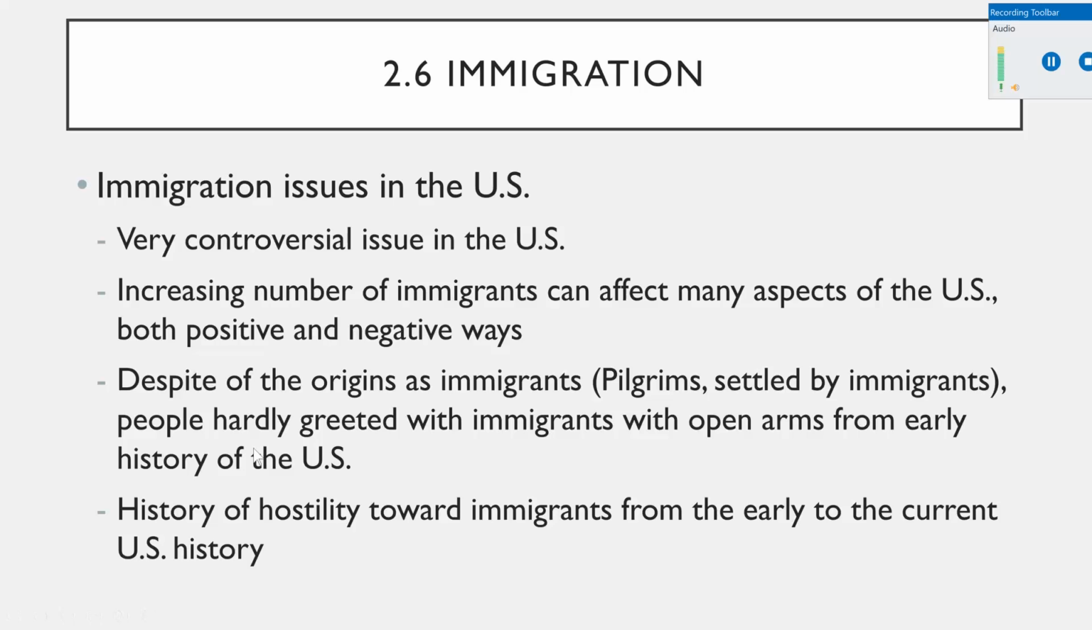So you may have learned about U.S. history. The Pilgrims escaped from Great Britain, usually for freedom of religion and freedom of political beliefs. But after some centuries, after some decades, there were Catholics, Irish, and other Europeans, but they were not greeted or welcomed by the first generation of immigrants who settled down the North American continent. So historical hostility toward immigrants, from the early to the current U.S. history, is very persistent and very prevalent.